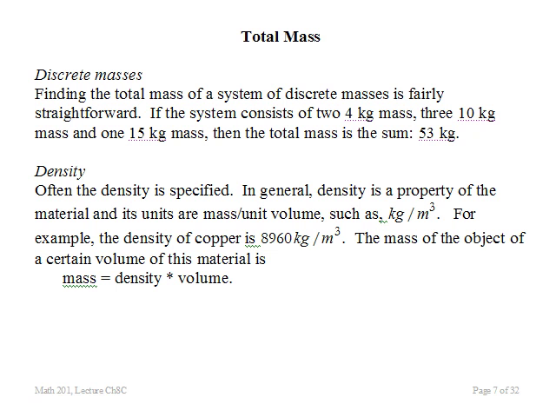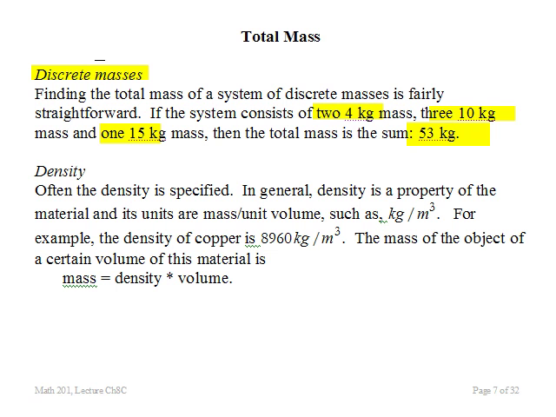Okay, we begin here with the discrete mass, and that would just be a bunch of, say, bricks or objects lying around in some kind of system. If the system consisted of a bunch of these masses, to find the total mass, you simply add them up. So if the system had two 4-kilogram masses, three 10-kilogram masses, and one 15-kilogram mass, the total mass in the system is just the sum, 53 kilograms.